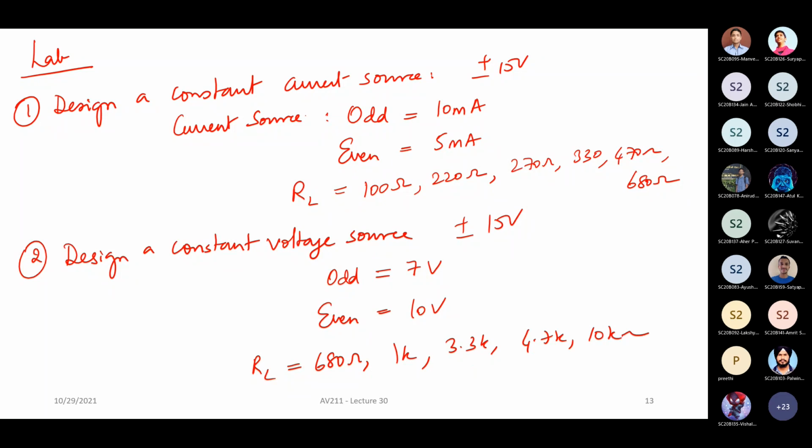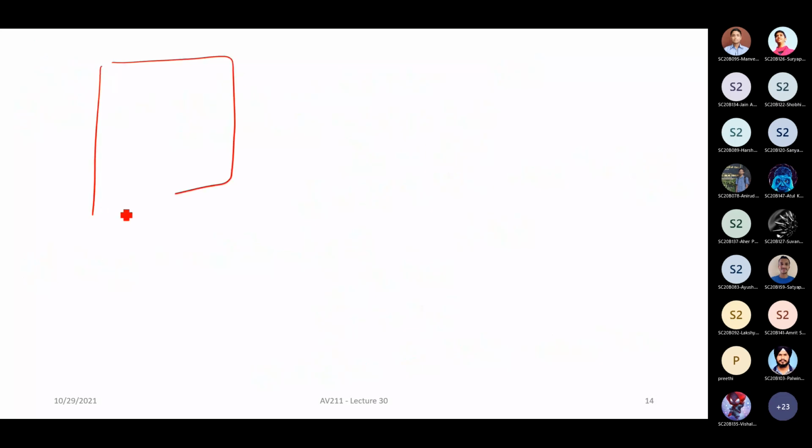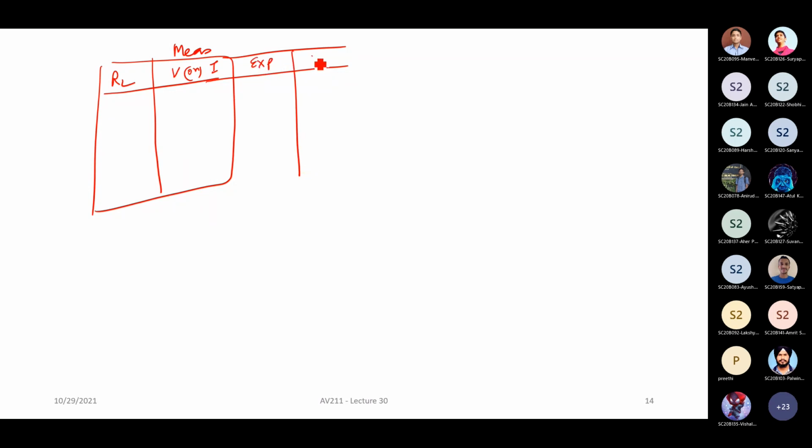Okay. For all these different resistors, what I would like you to do is to form a table, right? Where you have your RL, for different values of RL, what is the voltage or current that you have measured. Let's say this is measured, and then this is your expected, what is the error, and then error in percentage. All right. So you need to form a table like this, and then you can tabulate.